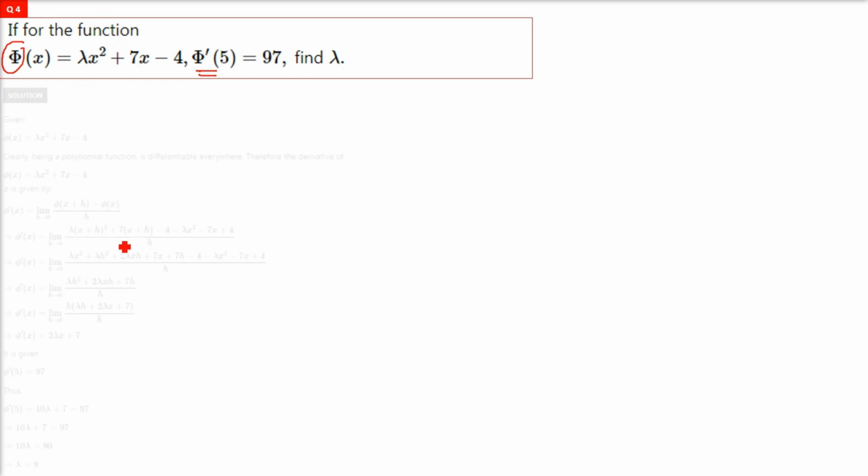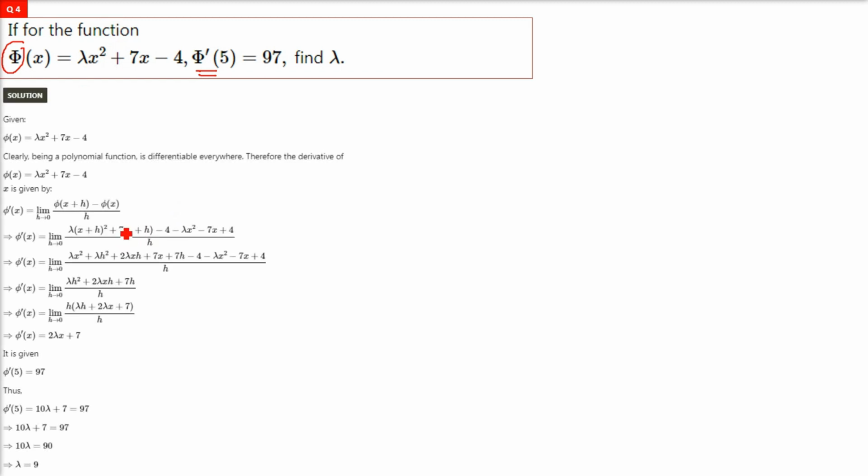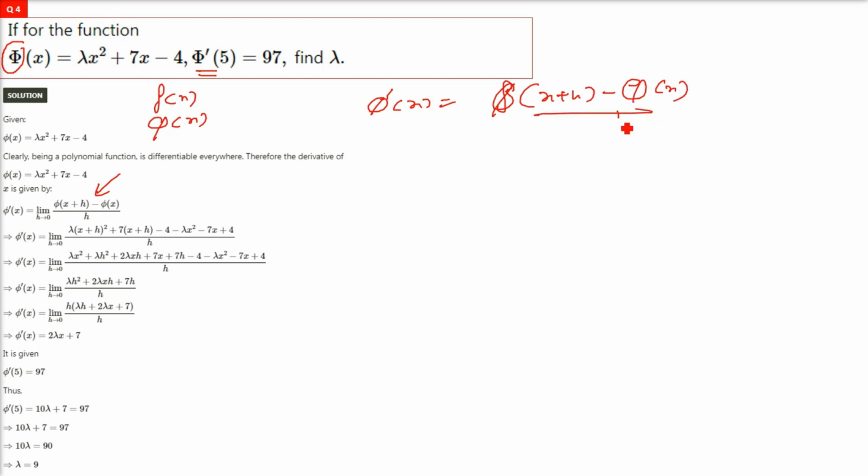And since we are in the chapter of differentiability, we'll use the first principle. Same thing we have to do. Previously it was f, now it is being replaced by phi. Nothing else. So phi dash x will be limit h tends to 0 of phi x plus h minus phi x divided by h. What is phi x plus h? Replace x by x plus h: lambda x plus h whole square.